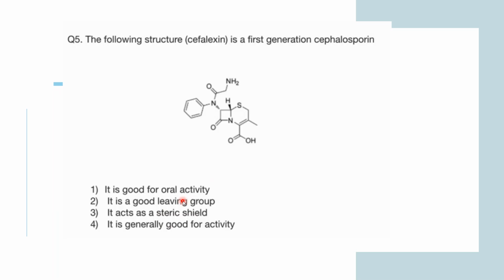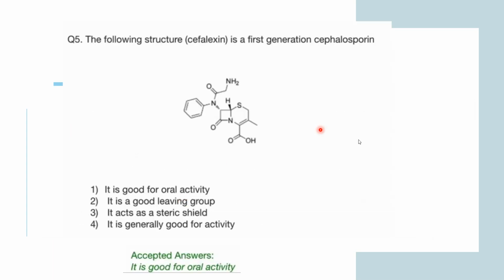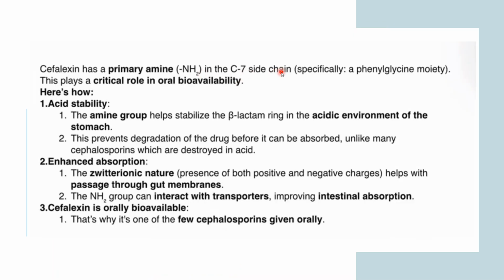Okay, I think this is a bit difficult. So, first of all, we will understand what this cephalexin is. This cephalexin molecule has a primary amine in the C7 side chain, specifically a phenylglycine motif.